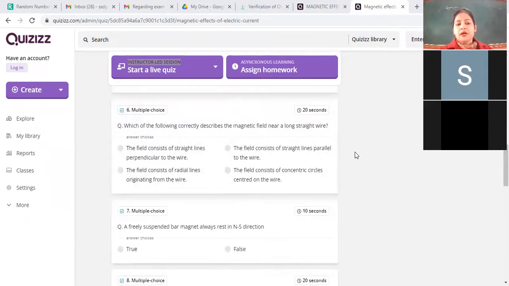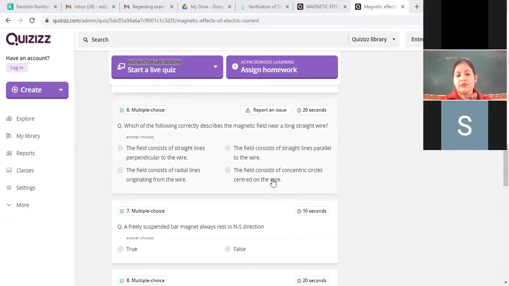Which of the following correctly describes the magnetic field near a long straight wire? Field consists of straight lines perpendicular to the wire, parallel to the wire, radial lines originating from the wire, or field consists of concentric circles centered on the wire? Yes, who else? Rishit is not going to answer all the questions. What about others? Yes, other students, you also raise hand. This is NCERT question. This is our exercise question. We have already discussed in the class. So you must be knowing this.